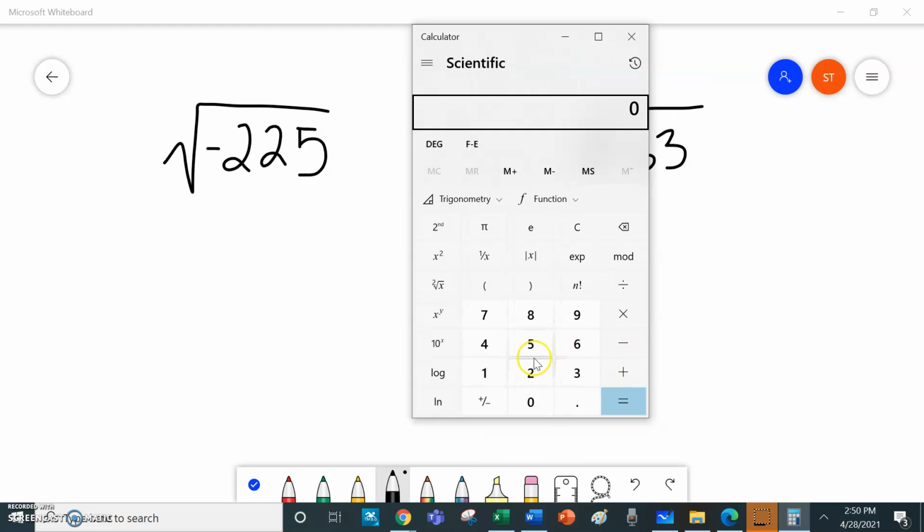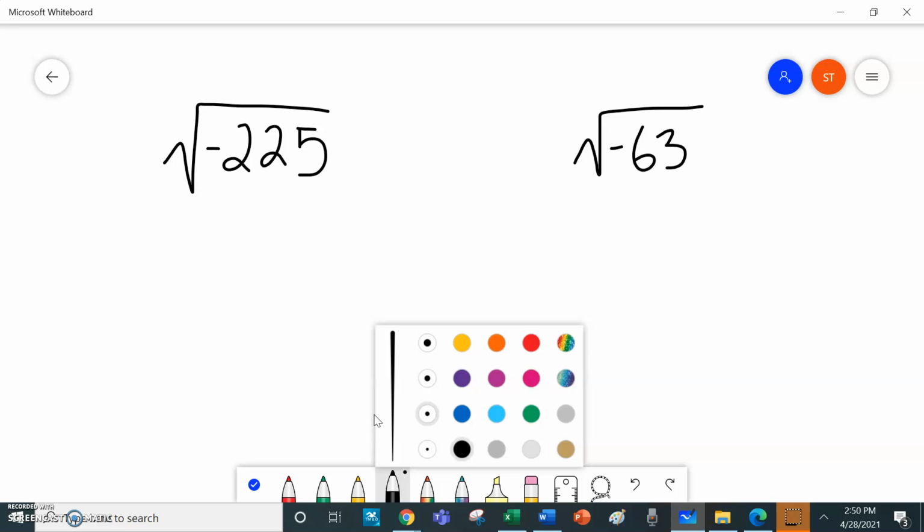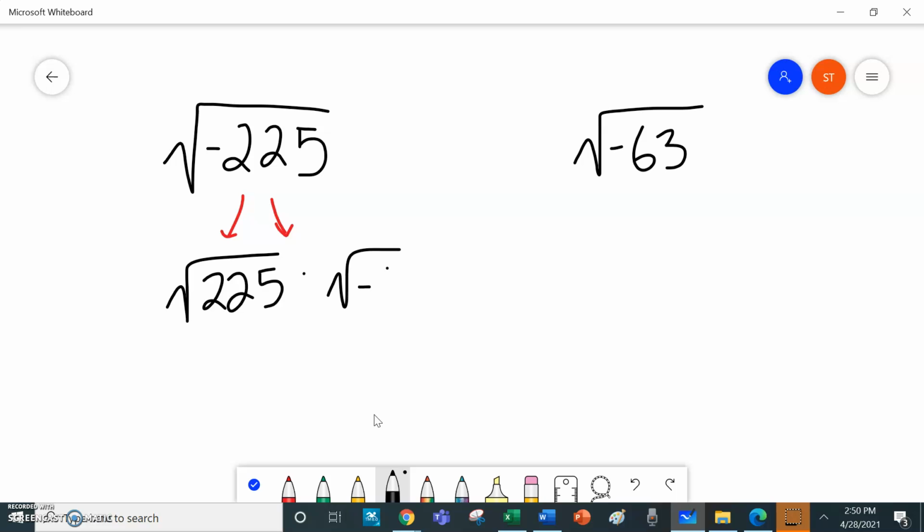So to check that, I go into my calculator, 225, not 222, 225, and I take the square root, and that's 15. So if I know it's a perfect square, then I know, okay, first I want to get rid of that negative number here. So I'm going to have the square root of 225 times the square root of negative 1.